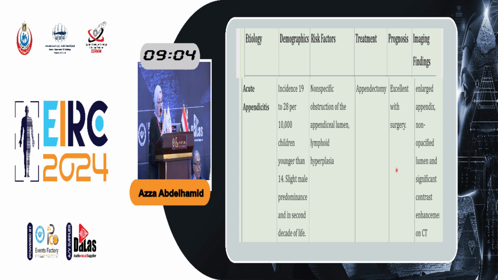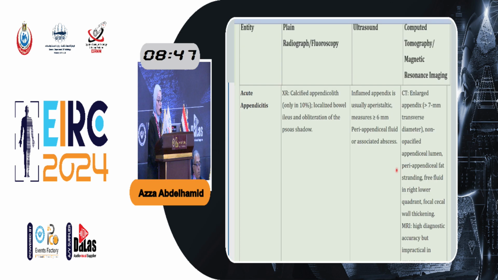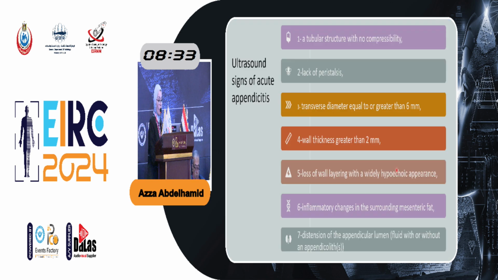Okay, children younger than 14, slight male predominance, and in the second decade of life. Risk factors, non-specific, obstruction of the appendicular lumen with lymphoid hyperplasia. Of course, the treatment is surgery and with excellent prognosis if you make the diagnosis in the right time. MRI has an excellent role in assessment of appendicitis, but unfortunately, it's not convenient in the pediatric age group.